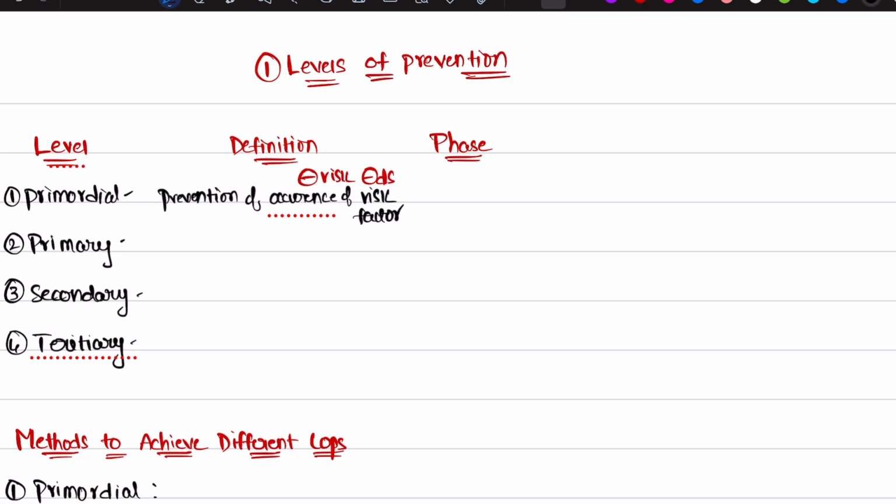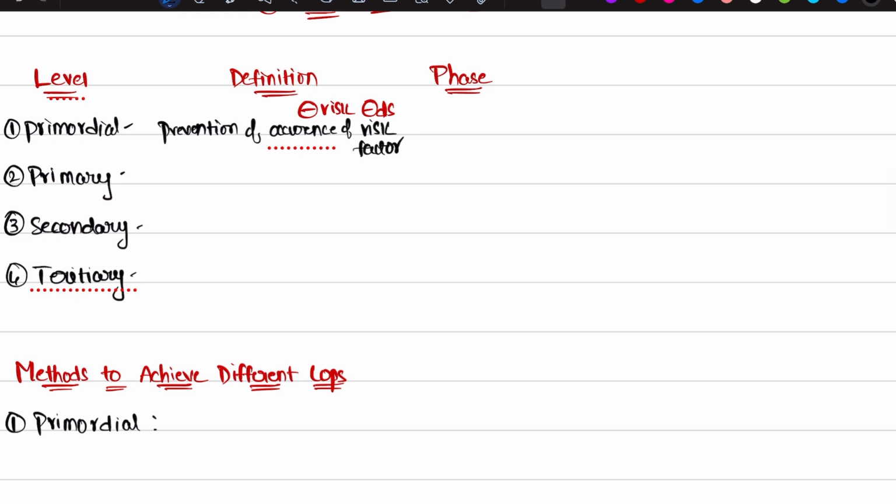Next we are going to write for the primary. What I told you already, in the primary there was a risk factor. Risk factor is there but no disease. What we are going to do here is prevention of disease in the presence of risk factor. Risk factor is already present in the primary, and we are going to prevent the disease from the risk factor. This is the definition of primary.